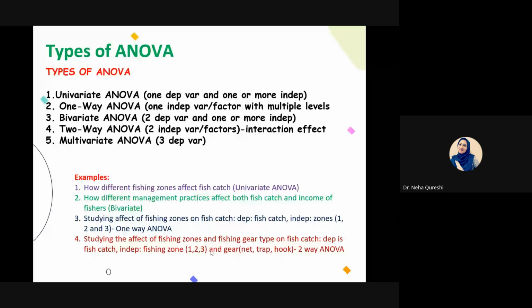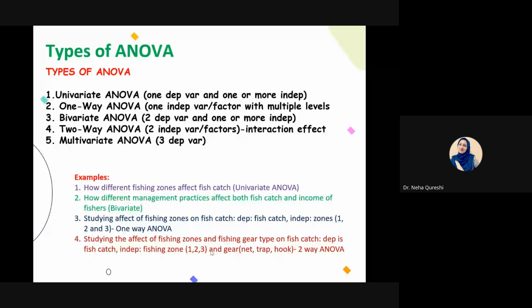Now, an example I will give: how different fishing zones affect fish catch. So you have one dependent and one independent. So that is your univariate ANOVA. What is your dependent variable here? It is fish catch. What is your independent variable with multiple categories? It is zones, because the zones will be A, B, C, of course, or X, Y, Z, or whatever name is there. So you have here univariate ANOVA, or we can say one-way ANOVA, because you have one dependent and one independent variable.